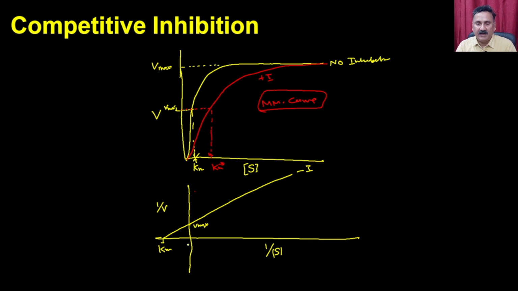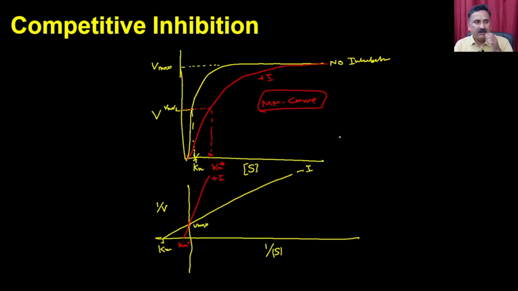Now when you have the inhibitor, I'll use the same color. Because it is taking a longer period of time, it is actually going to be like this. This means it is going to be this, and Vmax will remain the same. So this is going to be in the presence of inhibitor.